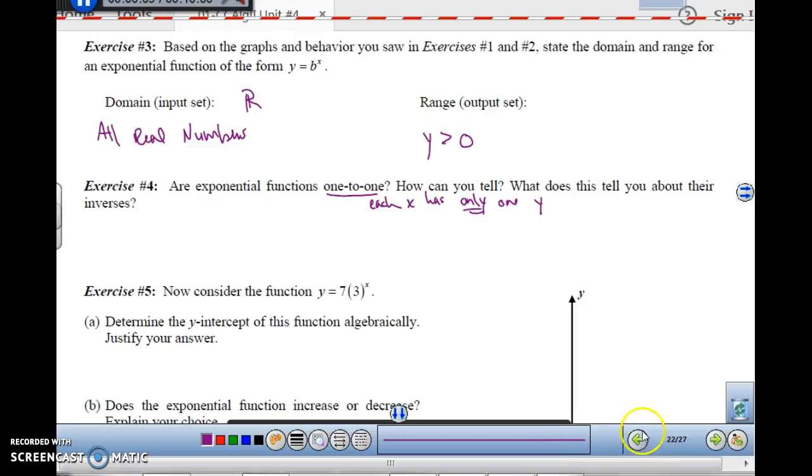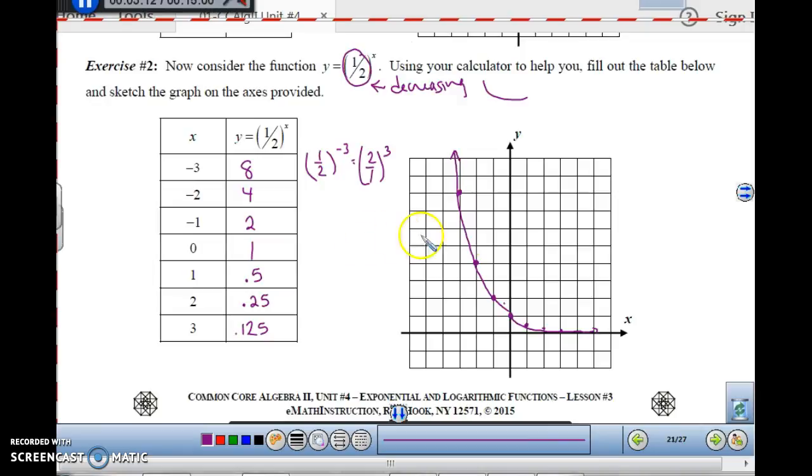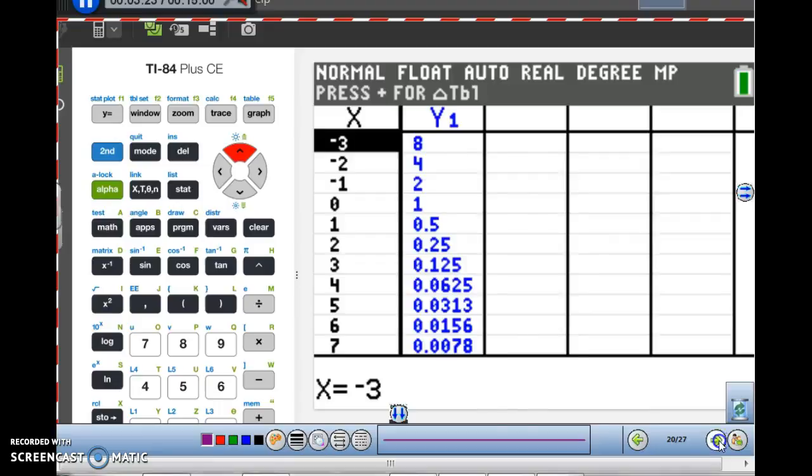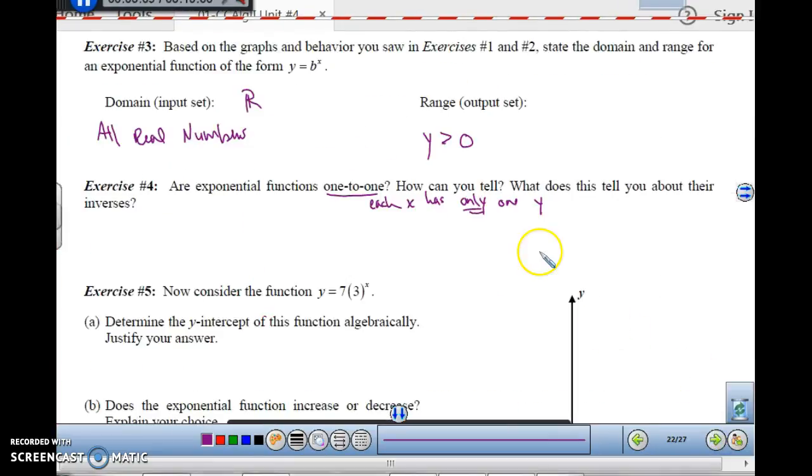So if I drew an imaginary line across like this, is there any place that I would hit the graph more than once? No. All right, if I do the other one, if I draw a horizontal line, I'm only going to hit the graph once. So is this 1 to 1? Yes. So exponential functions are 1 to 1 because they pass the horizontal line test.